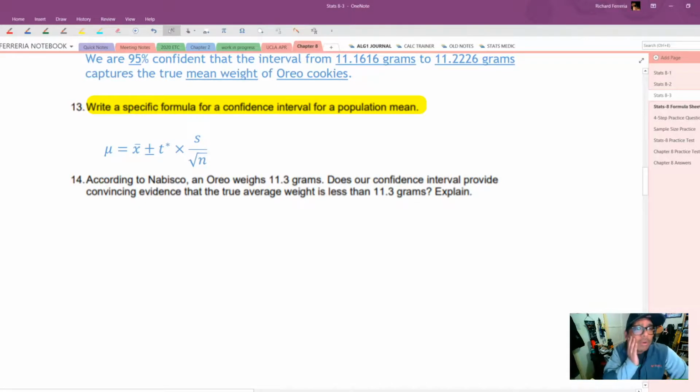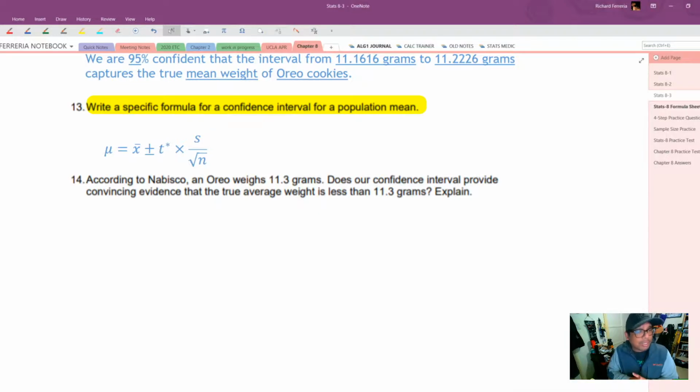So that looks like our specific formula for the confidence interval for a population mean. It looks a lot more compact than the specific formula for a population proportion. And actually, I don't think we need that multiplication sign. And I will just leave it.